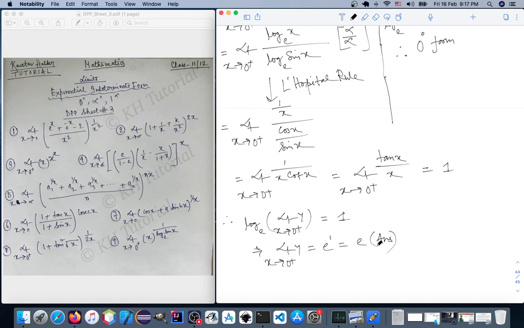Okay, that was the solution for the DPP sheet number 3. I have prepared another set of problems of this exponential indeterminate form. I will attach the link to the PDF in the description below, and you will please try to solve them, and I will provide the solution to the DPP sheet number 4 in the next 24 hours.